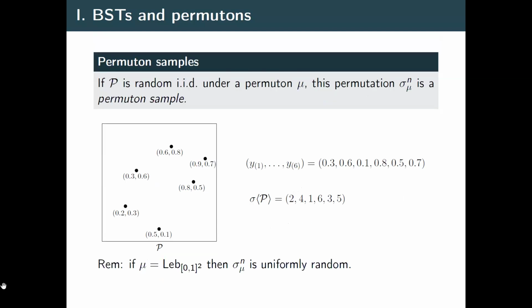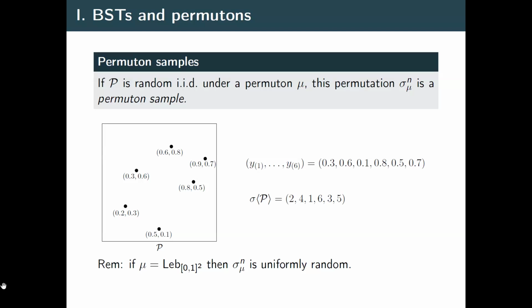If you want a random permutation now, you need a random point set. And an easy way to do so is, if you have a permuton mu, you can use it to sample IID random points, and that's going to be the random point set. And then the random permutation defined from this random point set is what we call a permuton sample, or we may say that it's sampled from the permuton mu. Okay, so that's our model of random permutations.